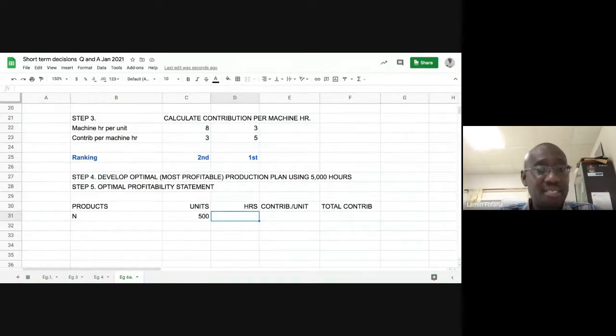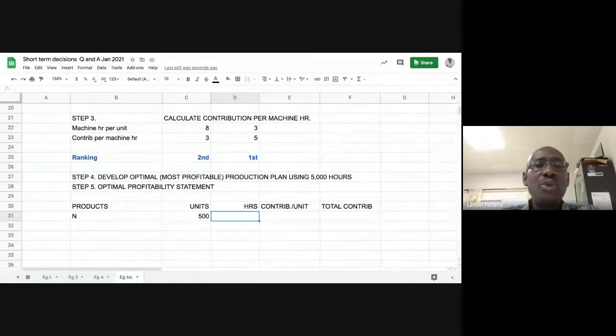Limiting factor questions are always favorable to examiners. If you're expecting questions on short-term decision-making, limiting factor is one of the favorites. So take note of it. It's a very, very simple concept. You don't have to memorize anything. So what we have done, we have calculated our contribution.